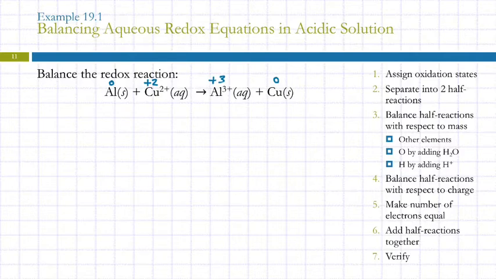So we're going to write 2 separate reactions, 2 separate equations, and it's helpful to keep the arrows lined up. So I'm just going to write the first one first. So aluminum solid going to aluminum ion.